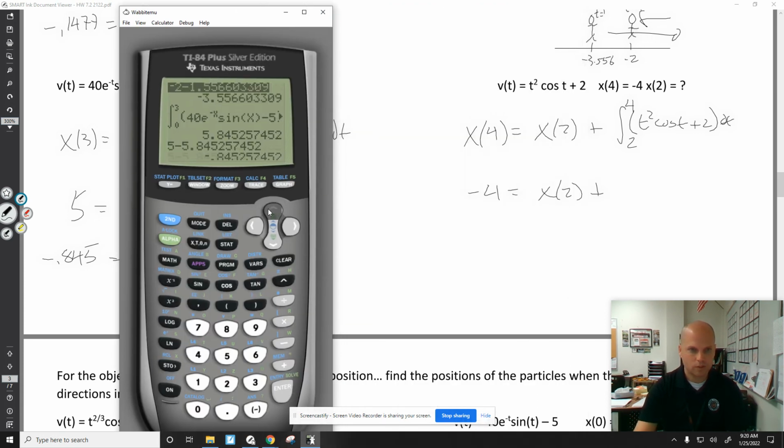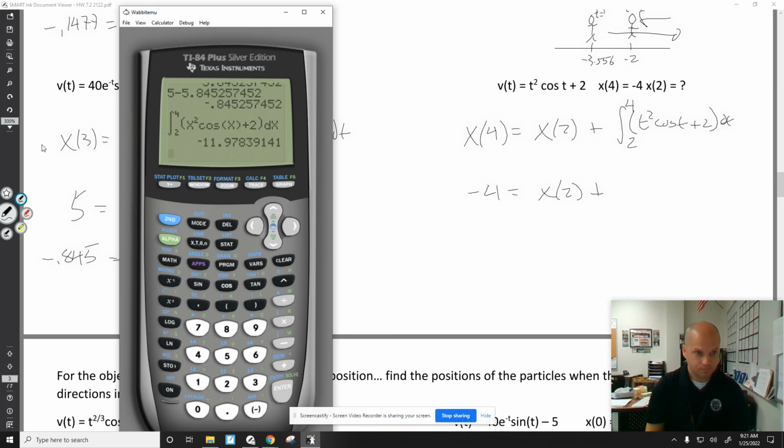It's t squared cos t plus 2. We're going from 2 to 4. It's all about seconds. What my accumulation of my velocity is over this time frame.